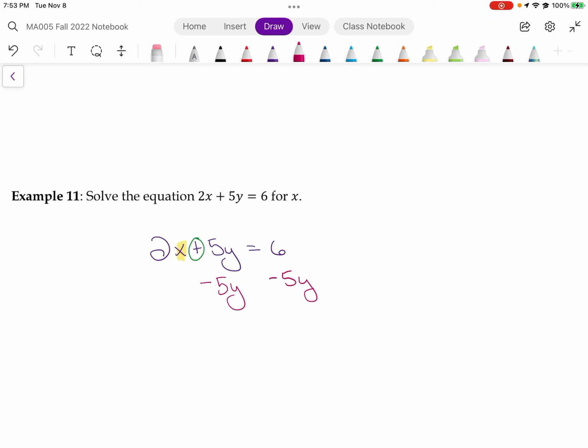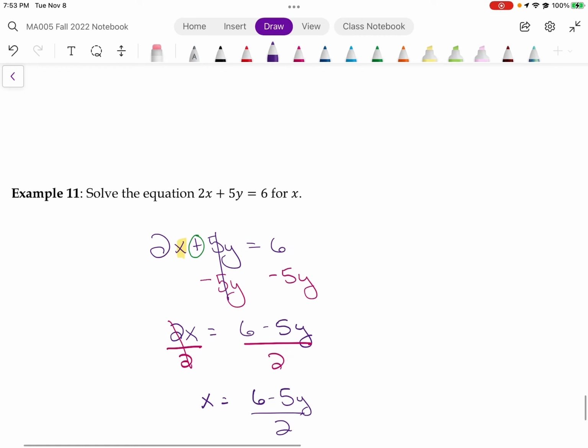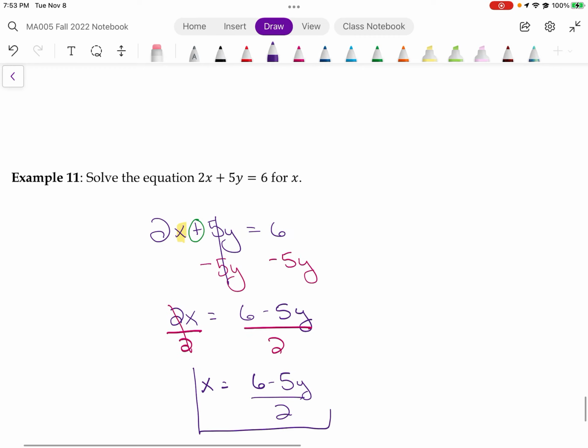All right, so the 5y is going to subtract out, and all I have left on the left side is 2x. And then I've got 6 minus 5y. Next I want the x alone still, so I'm going to divide by 2 on both sides. And I get x equals 6 minus 5y over 2. There's nothing more I can do with that, so that is the final answer. So I know what x is.